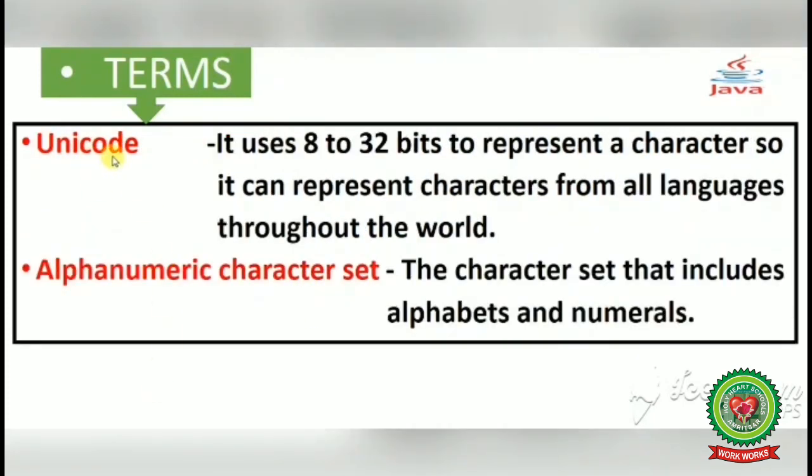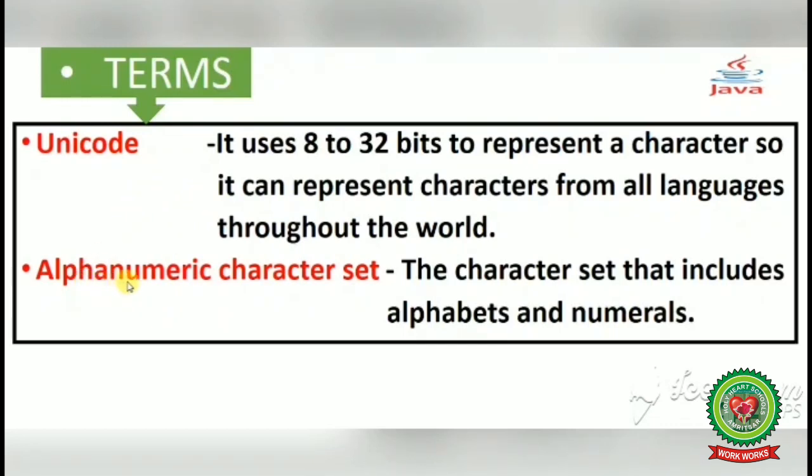Next term is Unicode. As ASCII uses 7-bit codes, Unicode uses 8 to 32 bits to represent a character, so that it can represent characters from all the languages throughout the world. Means, however many languages there are in the world, like English, Chinese, Japanese, the Unicode character set covers all the languages.